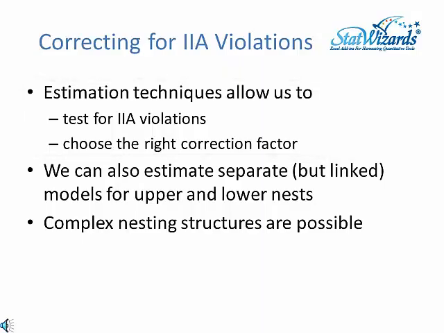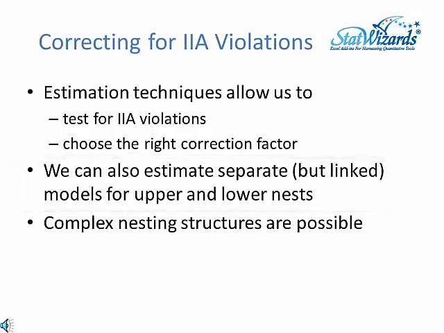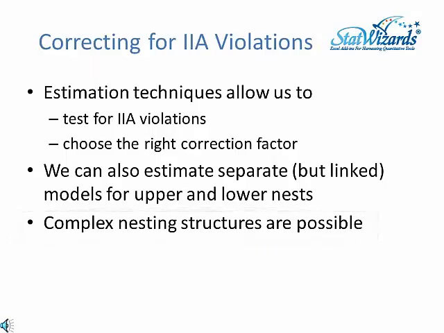A number of approaches exist for estimating nested models, such as the one we just saw. One approach involves estimating separate linked models for the upper and lower nests. Another approach estimates them jointly. Still others let us investigate complex nesting schemes, such as more than 2 nests or overlapping nests.